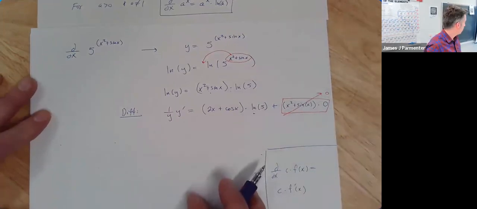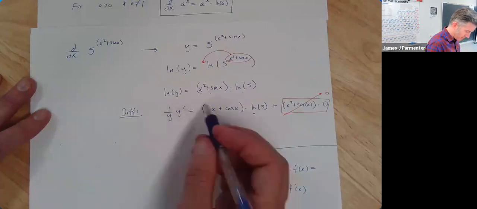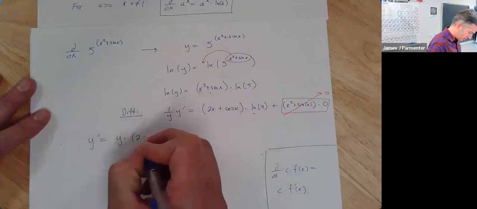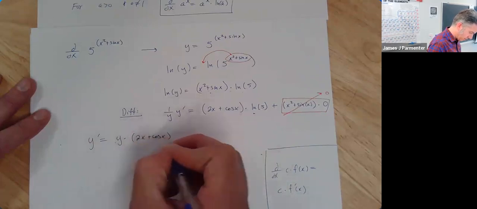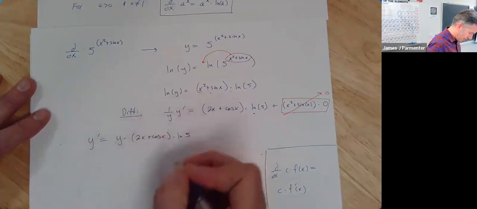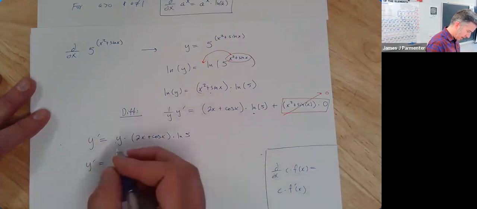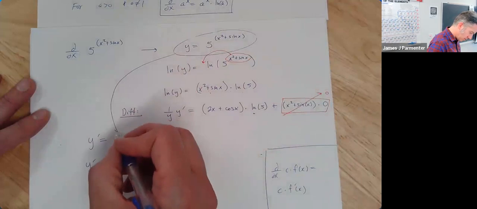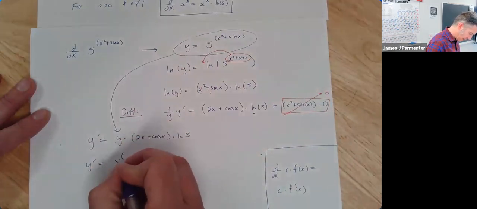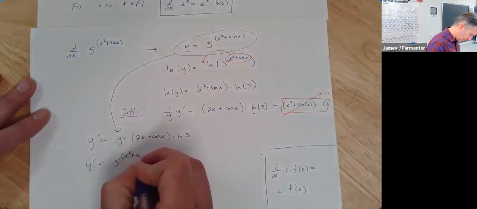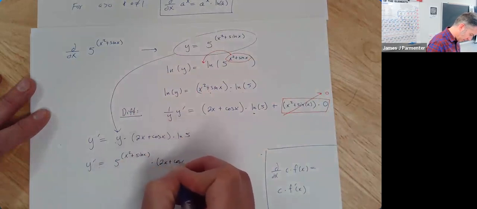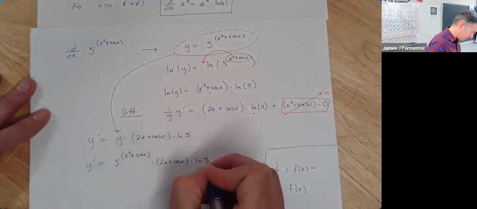The rest of this is pretty rote. We multiply both sides by y. We get y prime equals y times 2x plus cosine of x times natural log of 5. And finally, we replace y with what we knew y was equal to. You get y prime equal to 5 to the x squared plus sine of x times 2x plus cosine of x times the natural log of 5.